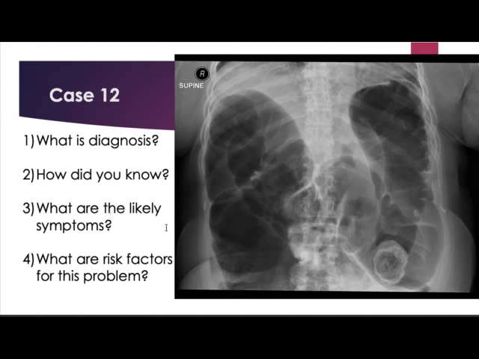So here, what do you think? What's the diagnosis? It's peripheral. Haustra is seen. How did you know? Because it's peripheral. It's also folded in the middle here. And the problem here is there's this big fecal mass here that's blocking the outlet. What are the likely symptoms? زي ما حكينا, abdominal pain, constipation. What are the risk factors? A prior surgery.